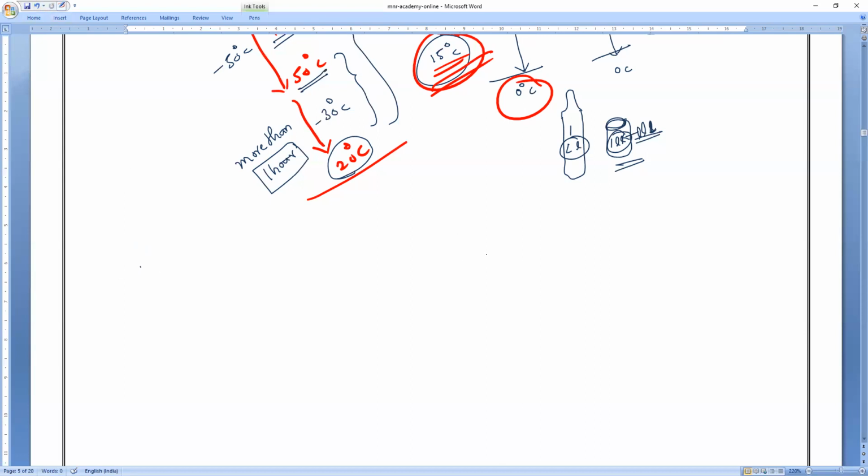All of you make a triangle. I am taking a triangle. One corner is liquid, another is gas, and another is solid. So this is the interconversion of states of matter.